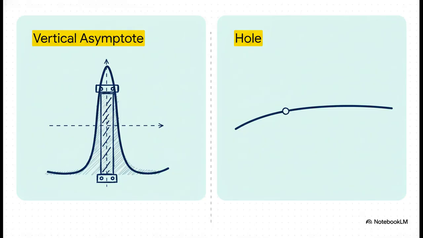But here's where it gets interesting. Not all breaks are created equal. You've got two main types. The first is a vertical asymptote. This is like a giant invisible wall. The graph runs right up to it, but it can never, ever cross it. Then you have something called a hole. A hole is way more subtle. It's like the architect drew a beautiful, continuous line and then just erased one single tiny point, a deliberate gap.